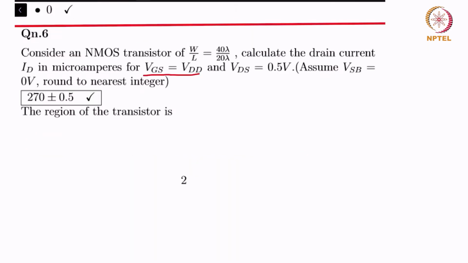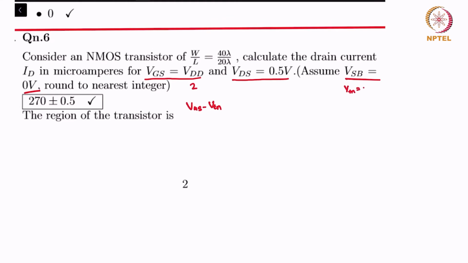So in the sixth question, we have VGS equal to VDD of 2 volt and VDS is 0.5 volt, which means of course that VGS minus VT, because VSB is 0 volt, VTN is equal to 0.4 volt, and VGS minus VTN is 1.6.